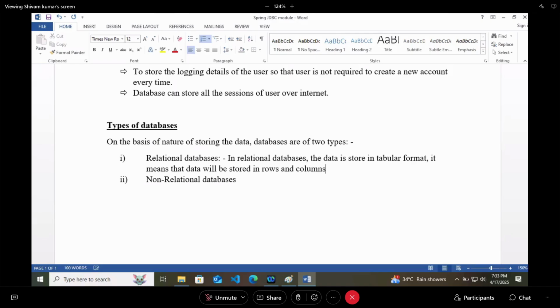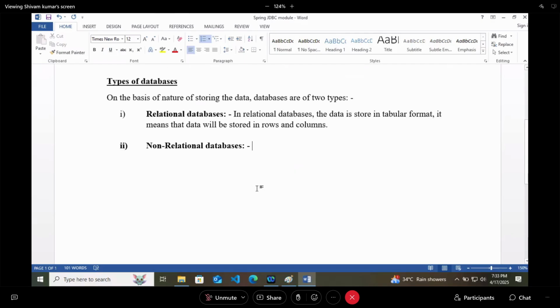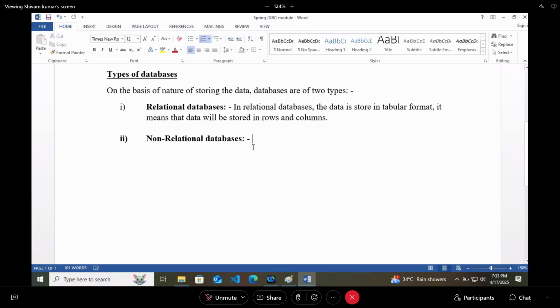Then how is data stored in non-relational databases? Before that, an example for relational databases: Oracle, MySQL, PostgreSQL. These two you will use, so these two only, etc. Oracle, MySQL.